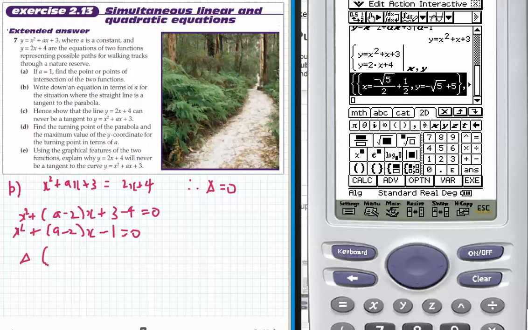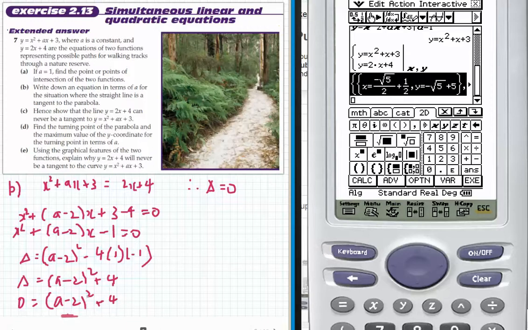My discriminant would be b squared, so (a minus 2) all squared, minus 4 times 1 times minus 1. And the discriminant equals (a minus 2) squared plus 4. Now, for that to equal 0, (a minus 2) squared plus 4 is not possible, because whatever this equals, when squared it will be positive, or it could be 0. Then you add 4 to it. It's not a possible situation. Hence, so here is the equation. That would be part B.